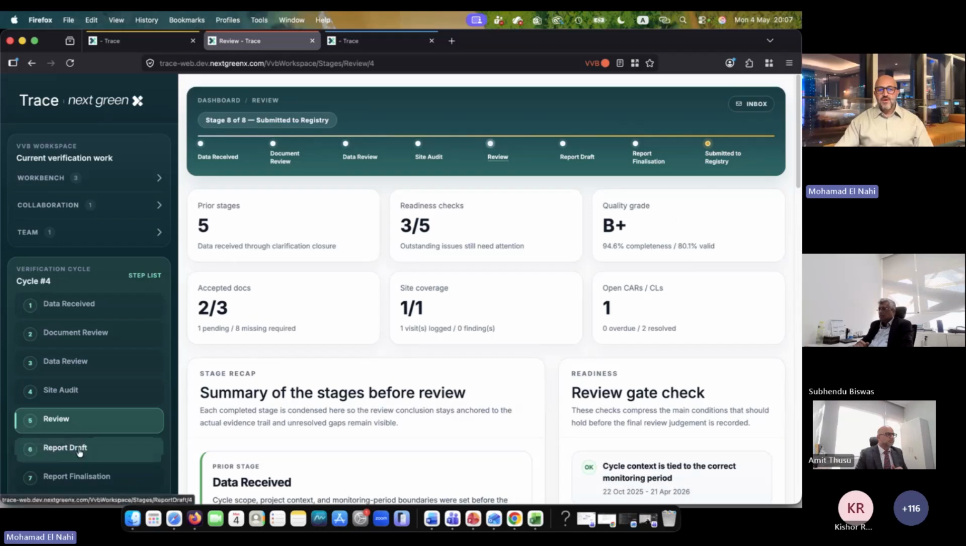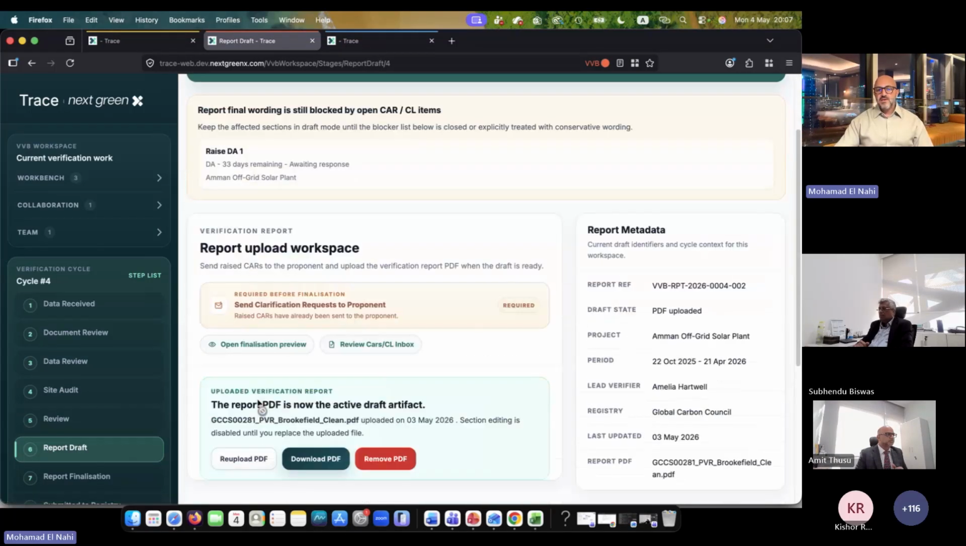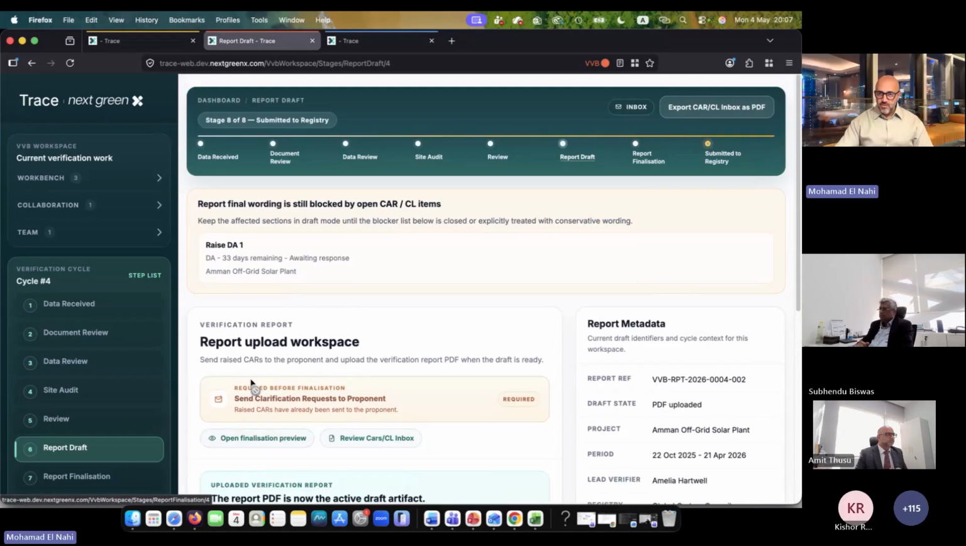And of course, when they reach the point where they need to finalize the review, they can directly also assign the technical reviewer. And the technical reviewer from the VVB side can then have access on their side to everything that was done on the project.